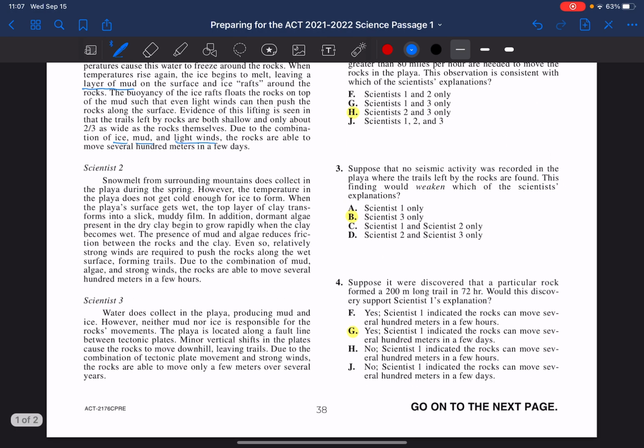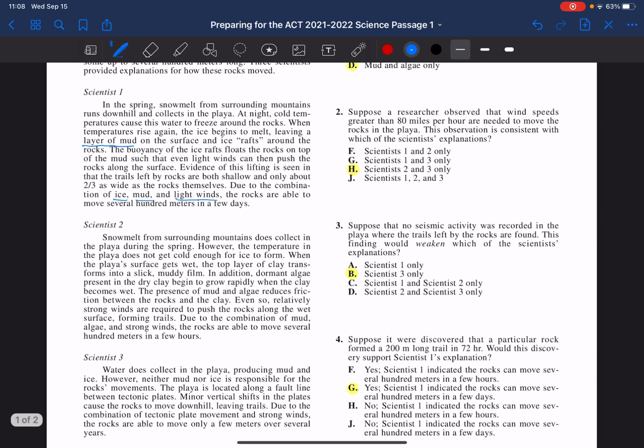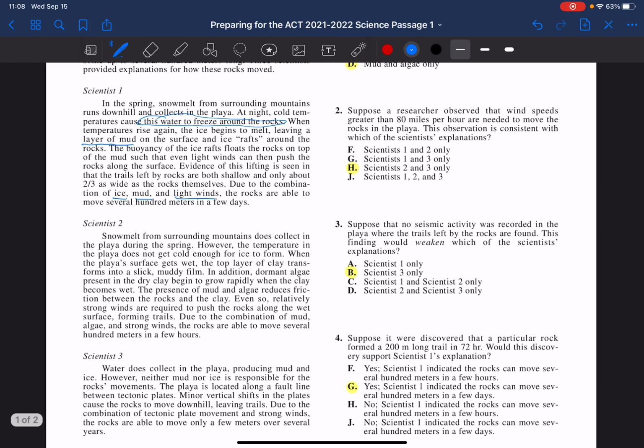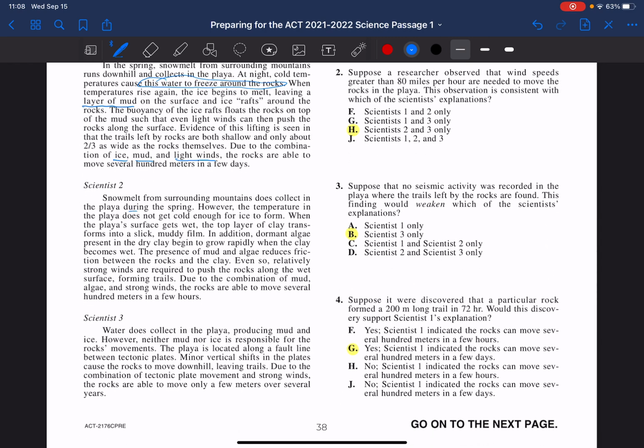Scientist 2. Again, we mentioned snowmelt from the surrounding mountains. However, it does not get cold enough for ice to form. So that's a difference between scientist 1 and scientist 2, is that in this one it says the waters freeze around the rocks, whereas scientist 2, it says it does not get cold enough for ice to form. And so when we look at these, we want to find out not only what are the similarities, but what are the differences. So here's a difference right here.